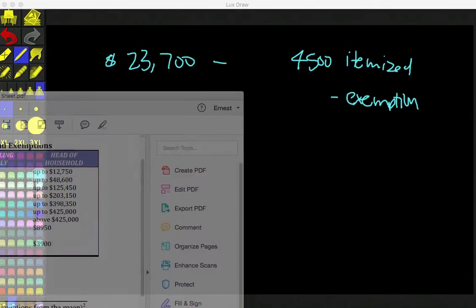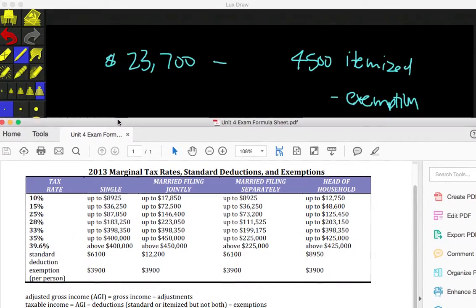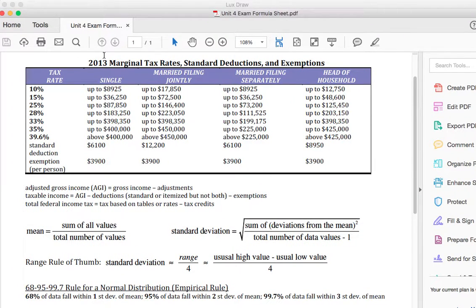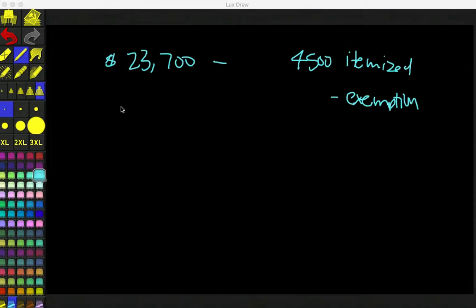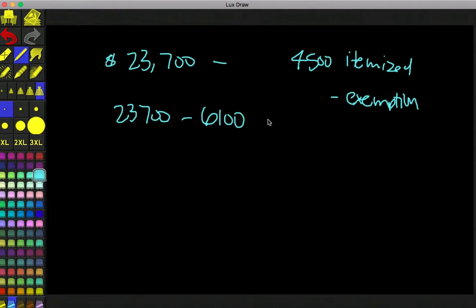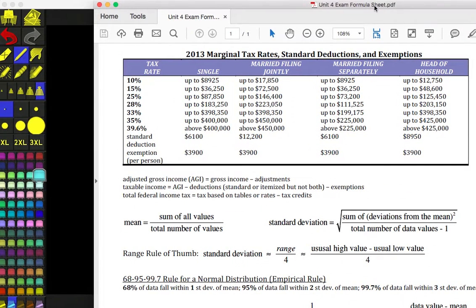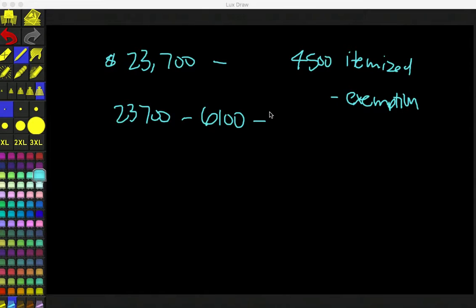However, if you look at the chart, her itemized deductions were 4,500, but actually for a single person filing, the standard deduction is 6,100. So she needs to take the standard deduction because it will give her a bigger deduction. So we're actually going to ignore that 4,500, and we're going to go 23,700 minus 6,100, which is the standard deduction, and then minus the exemption, which it has on there is 3,900 per person. So she'll get that as well. So that is minus 3,900. So I'm going to cross this out. We're not going to use that.